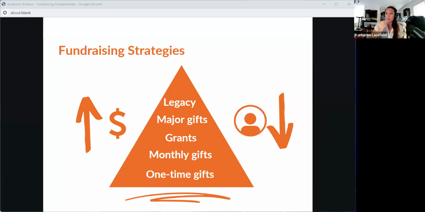Then, of course, we go into the major gifts, which are more from individuals, but they can also be from businesses.